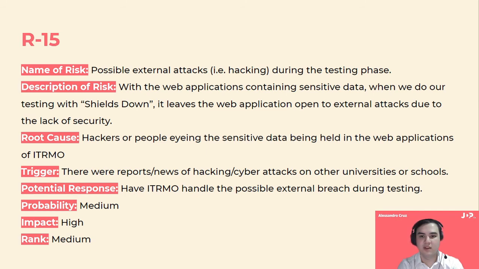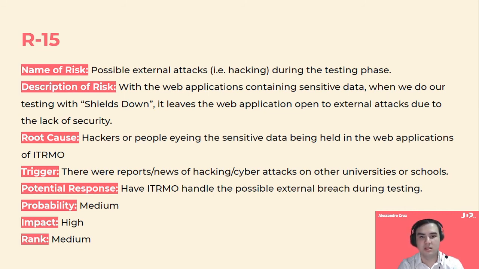For our third risk, we have R15. It is the risk of possible external attacks in the form of hacking during the testing phase. One of our tests will conduct a shields down test, and that means that we will test without any protection. This allows us to see what vulnerabilities can appear in the web application. However, it also means that it is vulnerable to external factors such as getting hacked.